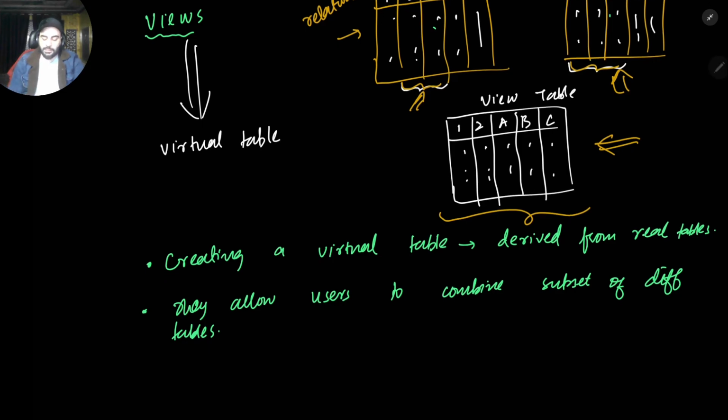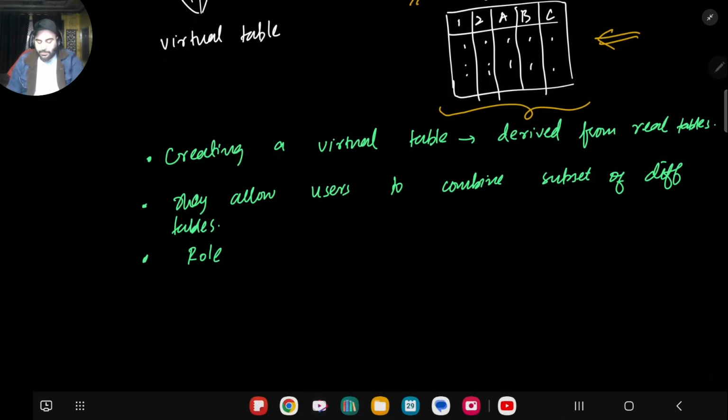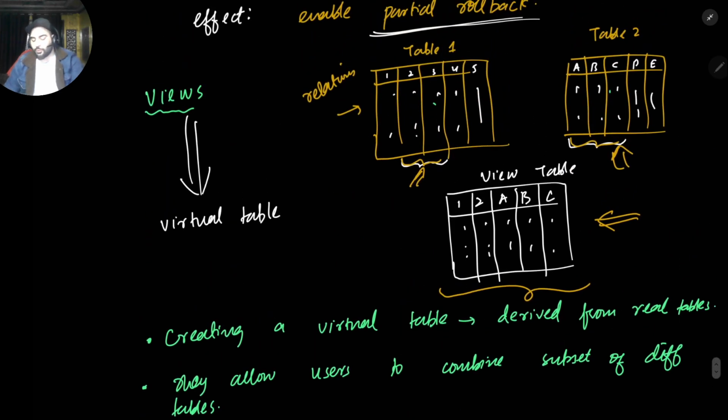One more thing that views do is they give roles to people: authorization, granting access. Sometimes you do not want to share the whole thing with people. For example, you are a database administrator and you have different types of employees: grade 1, grade 2, grade 3 employees. You want to show just these 2 and 3 columns plus this A column to grade 2 employees. For grade 1 you want to show, let's suppose, 1, 4 and 5. So you can create views for this.